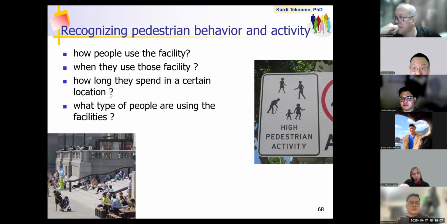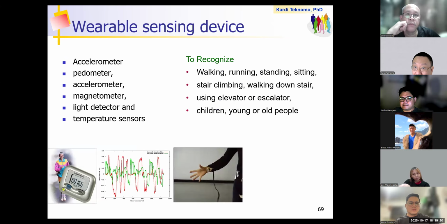So how long they will spend in a certain location and what type of people use certain facilities, and so on. You can continue if you want, with different activities and different methods. There are a lot of wearable sensing devices that we can use to recognize this.